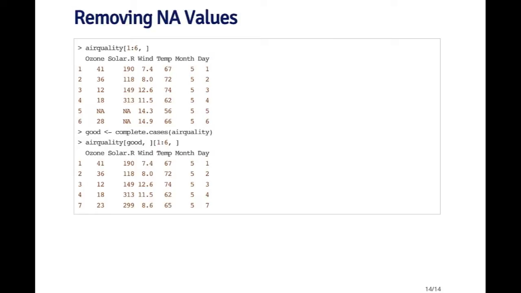So I can use complete.cases on the airquality data frame, and I create a logical vector that I call good here. So the logical vector here tells me which rows are complete. And then when I subset out the airquality matrix, and I take out the first couple rows, you can see that none of the rows have any missing values in them. So that's subsetting out missing values. And complete.cases is a very handy function when you have multiple sets of vectors or large data frames where you want to subset out all the missing values.